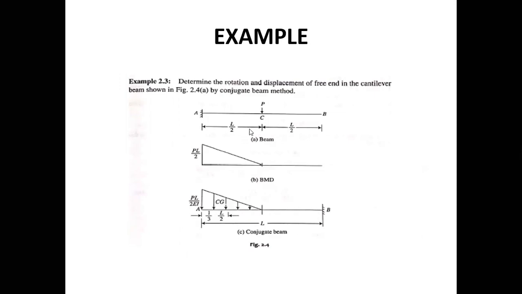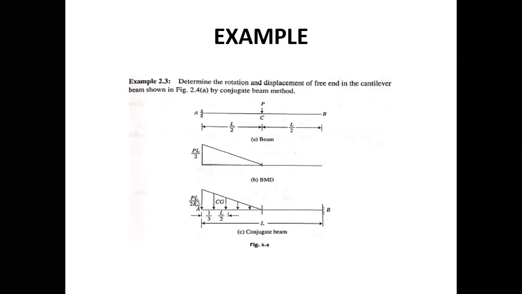Another example, in this case, a cantilever beam is discussed. This is a fixed end, this is a free end, and a load P is acting over here. Again, this is the BMD, the bending moment diagram, and this is the M upon EI diagram, and this will be considered as a loading diagram. This is the conjugate beam. I told you, for a conjugate beam, the free end becomes fixed and the fixed end becomes free. It happens over here.